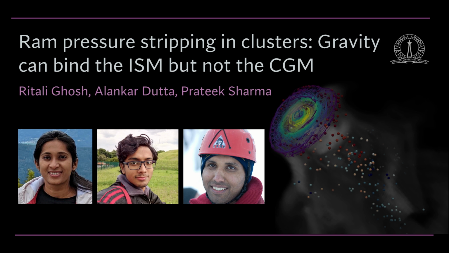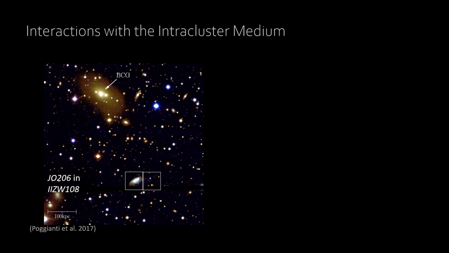So let's get started. The environment of a galaxy plays a crucial role in shaping the distribution of matter around it. Let's consider an example of the galaxy GO206 in the galaxy cluster IIZW108. This optical image shows a number of satellite galaxies of this cluster which are moving through the cluster's potential well and through the diffuse intracluster medium that pervades the space around such a galaxy cluster. The brightest cluster galaxy over there marks the center of the potential well.